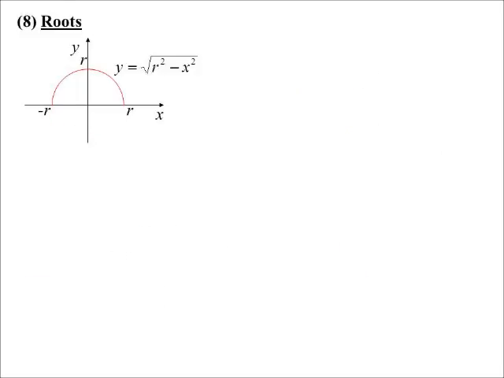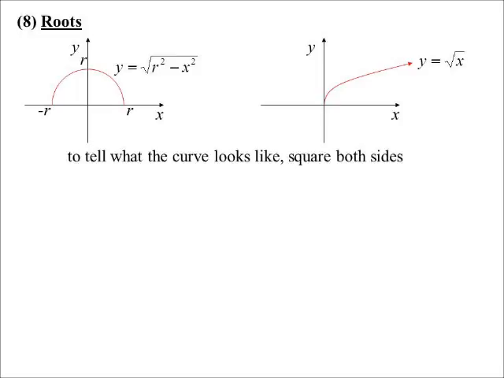Roots. Basically, roots are going to be 2 halves of another shape. So here's y equals the square root of r squared minus x squared. There we go. There's y equals the square root of x. If you didn't recognise it, just square. Get rid of the square root sign, see what happens. Get rid of the square root sign, rearrange it. It was a circle.